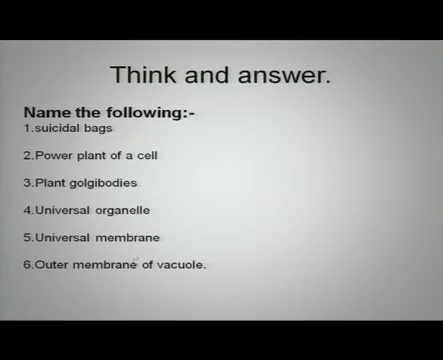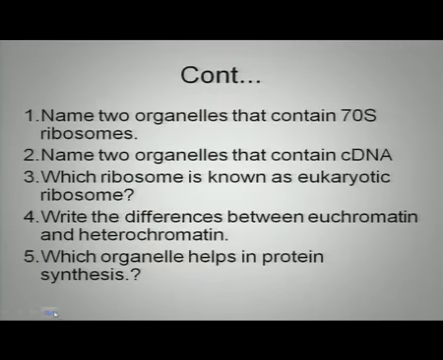Name the following: suicidal bags, power plant of a cell, plant Golgi bodies, universal organelle, universal membrane and outer membrane of vacuole. Name 2 organelles that contain 70S ribosome. Name 2 organelles that contain circular DNA. Which ribosome is known as eukaryotic ribosome? Write the differences between euchromatin and heterochromatin.